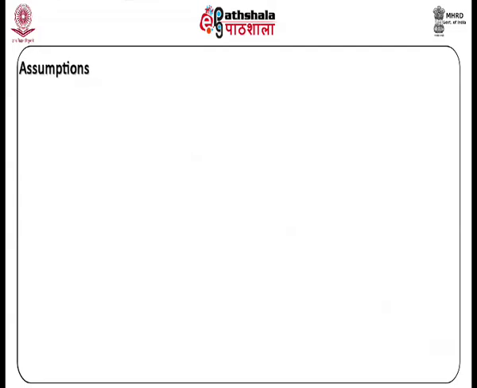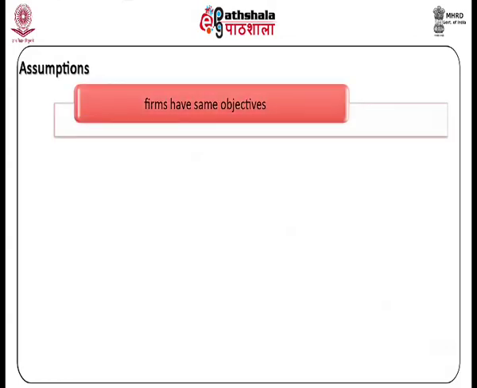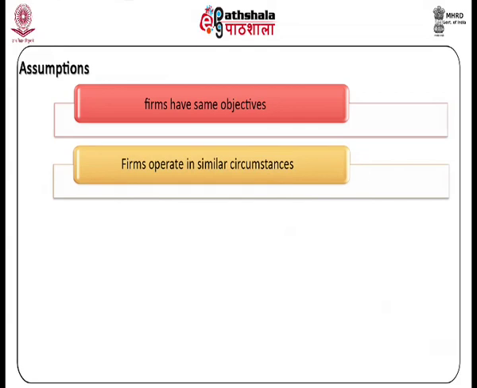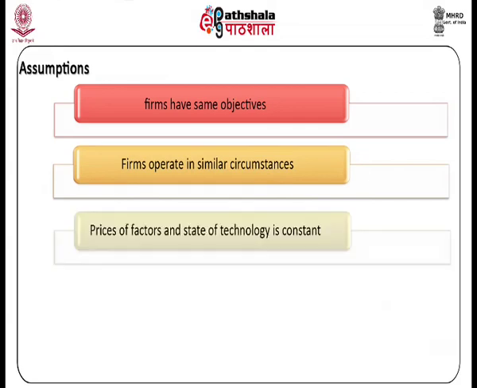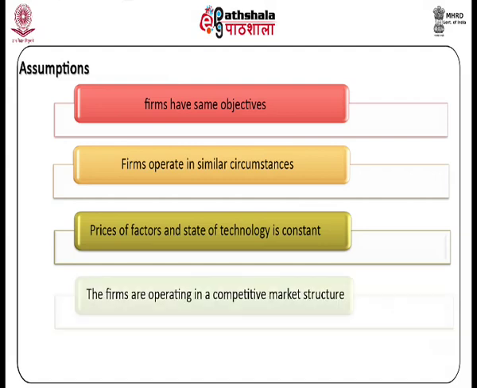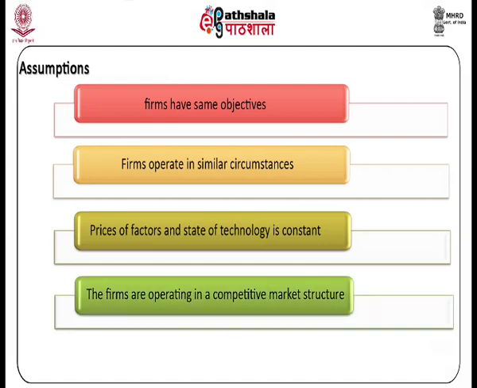There are certain assumptions on which the validity of the survivor technique theory would depend. These are: 1. The firms have the same objectives. 2. Firms operate in similar circumstances. 3. Prices of factors and the state of technology are constant. 4. The firms are operating in a competitive market structure.